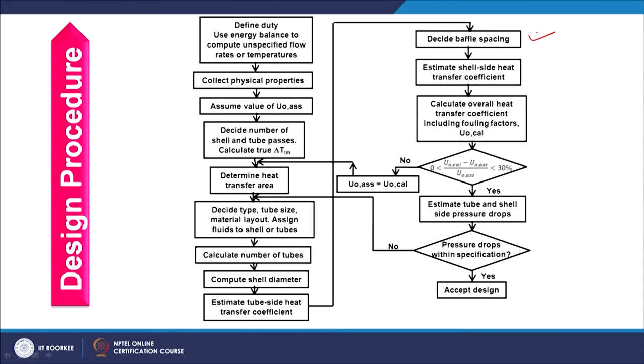Okay, so to start, as an initial guess, you can consider 0.3 into ds as baffle spacing. Once you have that baffle spacing, you can find out the shell side heat transfer coefficient. And for that, you also have to fix the cut. Which cut? The baffle cut, right. The optimum range of baffle cut is 20 to 25%. So, 25% is usually a good start. So, you can consider that as baffle cut. So, 0.3 into ds baffle spacing, 25% as baffle cut.